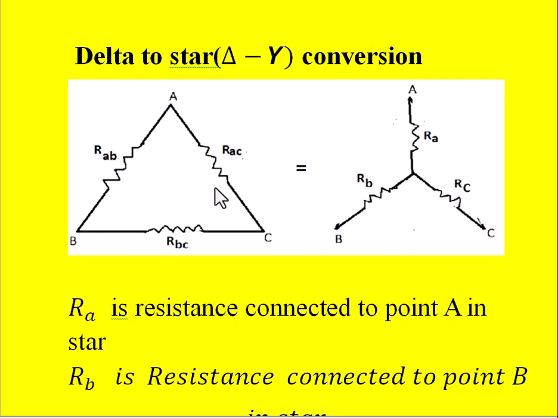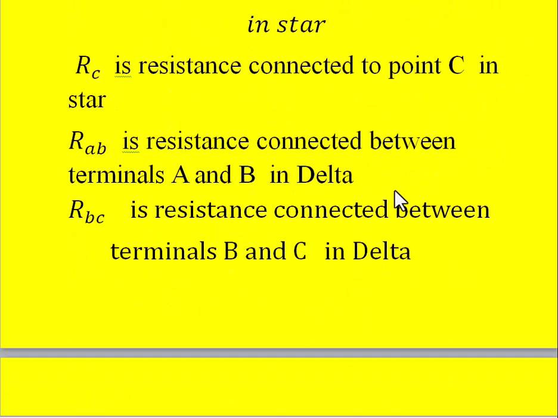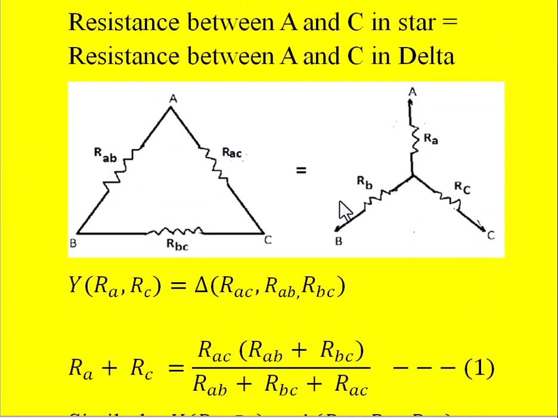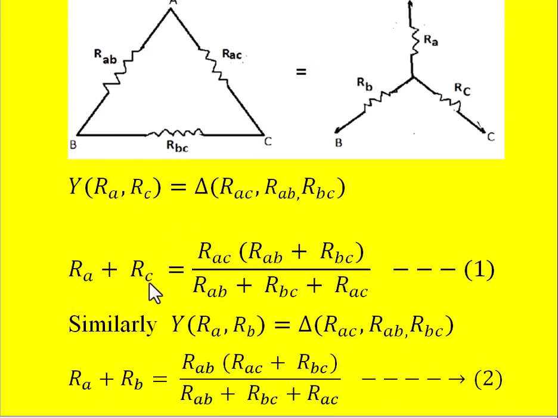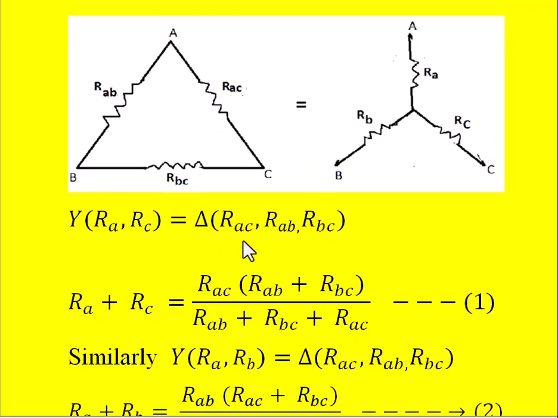When we say this and this are equivalent, the resistance between A and B terminals in the delta must be equal to the resistance between A and B terminals in the star. Here, this is terminal A and terminal C. A and C in the star connection. The equivalent resistance becomes RA plus RC. We write here like this.